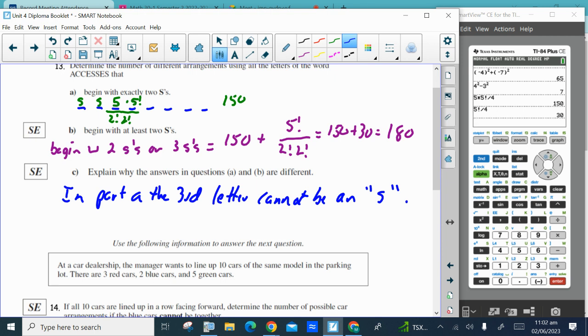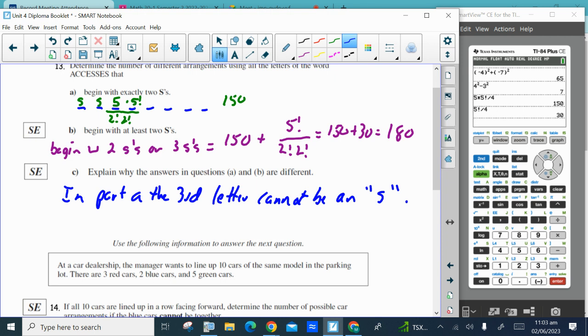There are two scenarios that we're looking at here. At least two S's means you can start with two or you can start with three. Are you okay with the answer we got for part A, beginning with exactly two S's? Okay, so the other option is beginning with all three S's. So if you mark down your 8 spaces, the first 3 spaces are all going to be filled with S's. It must begin with all 3 S's. So now you have only 5 spaces left. That's where the 5 factorial comes from.